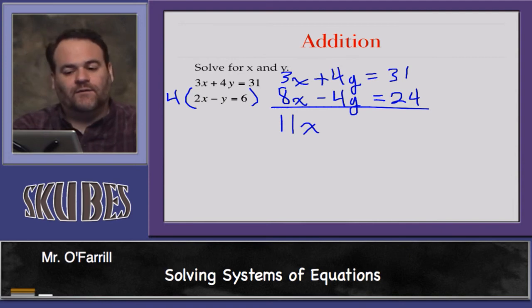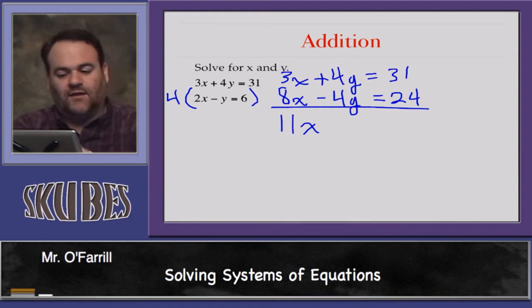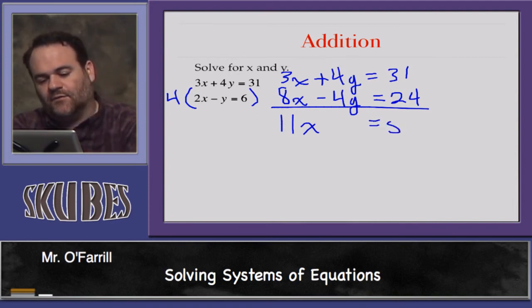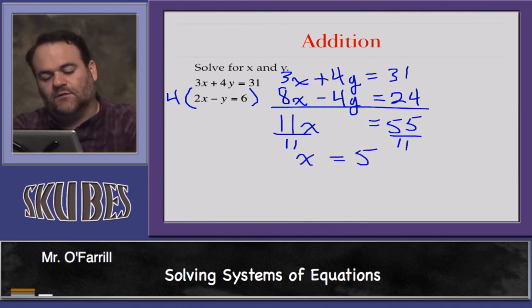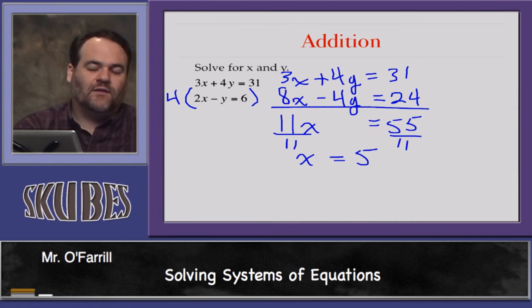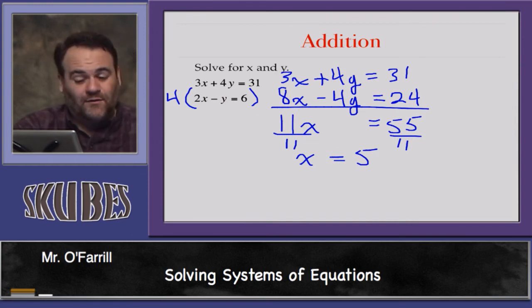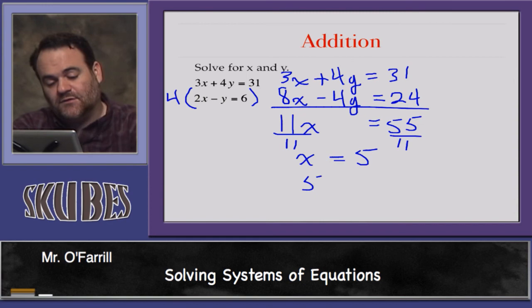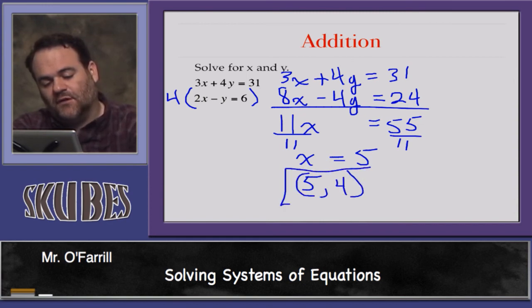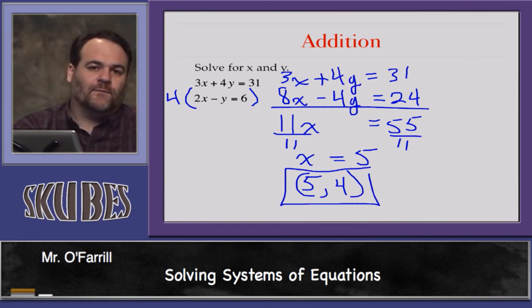3 and 8 is 11. The y's cancel, and that equals 55. If you divide both sides by 11, we find that x, once again, equals 5. And if you plug that x back into either of the two equations, we'll get the same answer that we did before, that the ordered pair solution is 5, 4. And those are two methods that you can use to solve a system of equations.